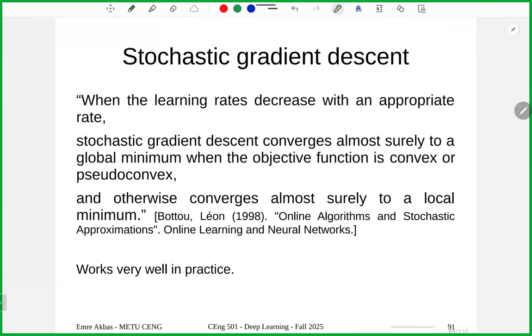So there are some theoretical results on why stochastic gradient works. This is from 1998. When you decrease the learning rate at an appropriate rate, this is a type of learning rate scheduling, stochastic gradient descent converges almost surely to a global minimum when the objective function is convex or pseudo-convex. Otherwise, it converges almost surely to a local minimum. So these are good properties of stochastic gradient descent.